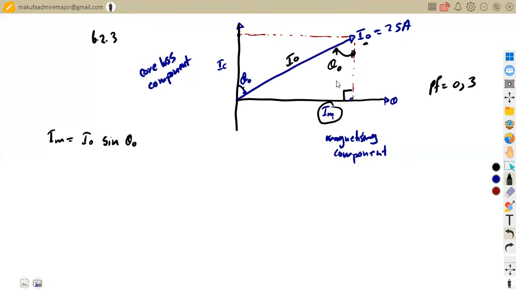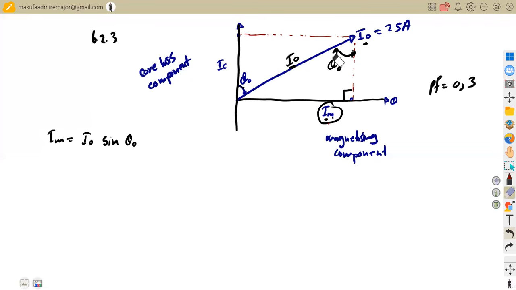So the ratio that uses the opposite and the hypotenuse at the same time is the sine of theta, where we know that the sine of theta is equal to the opposite, which is our magnetizing component, over the hypotenuse, which is the no load. So if you make this the subject, you are going to have Im is equal to I0 sine of theta naught. You're just supposed to know this part, or to know your formula for the magnetizing component.